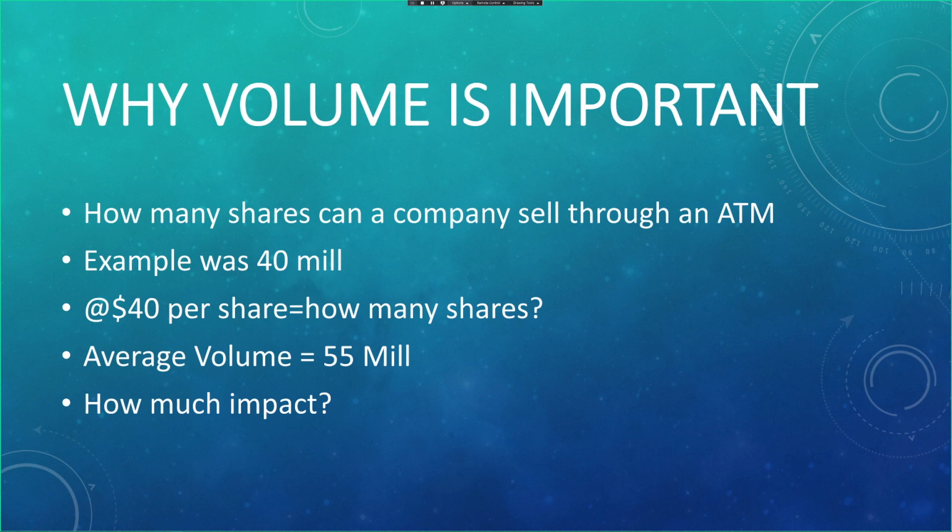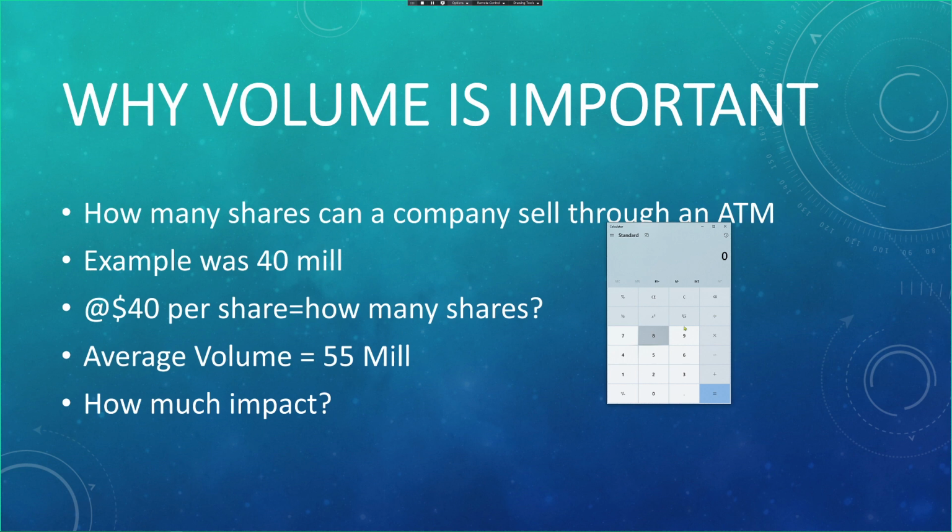No, absolutely. So here, let's just go through it. If you have 40 million, so you've got 40. And how many shares can you issue if your stock is valued at $40? So divide that by 40. They can issue 1 million shares, right? So that's 1 million shares printed out of thin air. Well, how many shares trade a day? Every day there's 55 million shares traded. So do you think that this 1 million shares is going to have that much of an impact on the price? Does that make sense? It's not going to have that much of an impact.